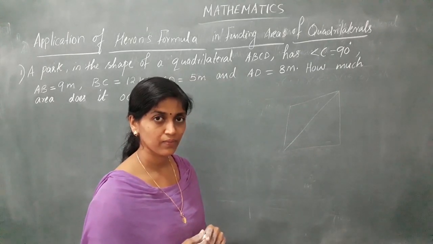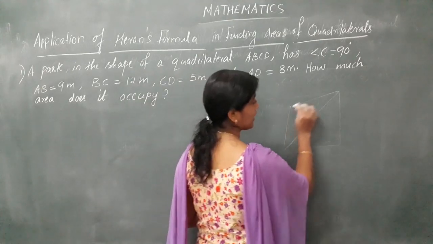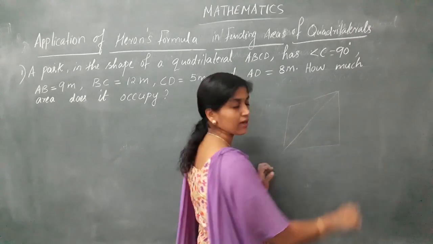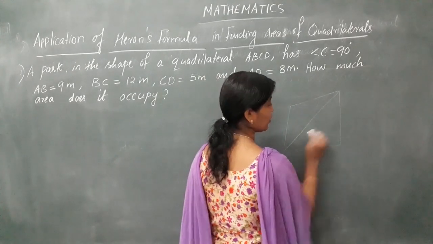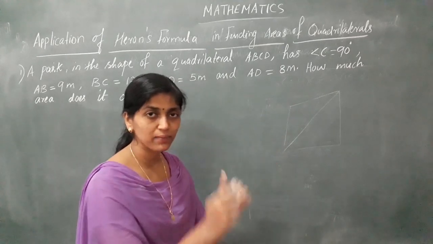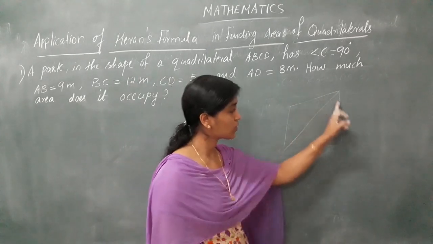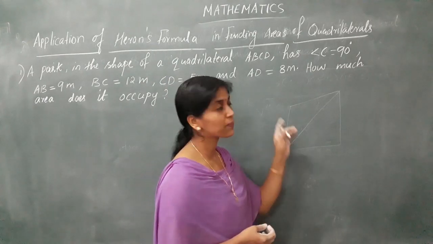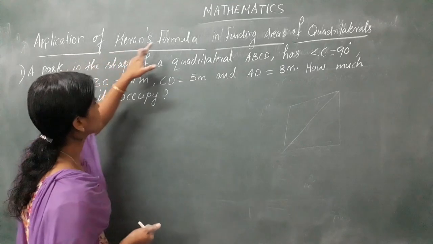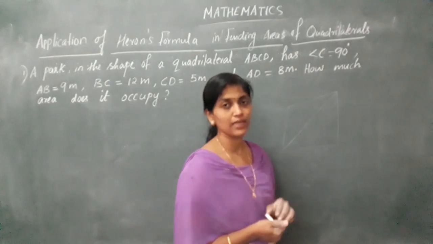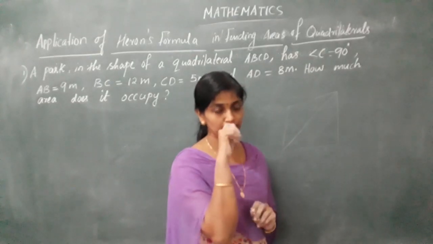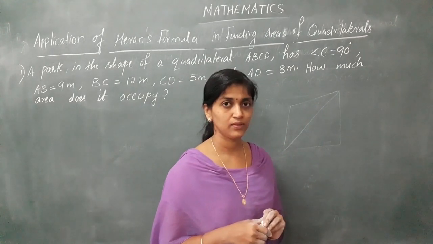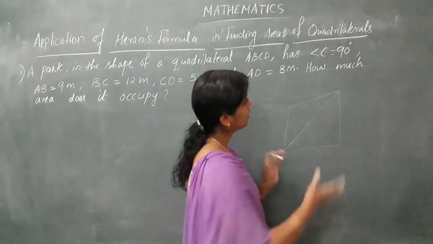Clear? So here, to find the area of this quadrilateral, you can find the area of this triangle and the area of the next triangle. You can add both to get the area of the quadrilateral. Clear? That's how we are going to do the problems here, the application of Heron's formula in finding the areas of quadrilaterals. We can divide the quadrilaterals by joining the opposite vertices. Is it clear? So we'll go to the question.